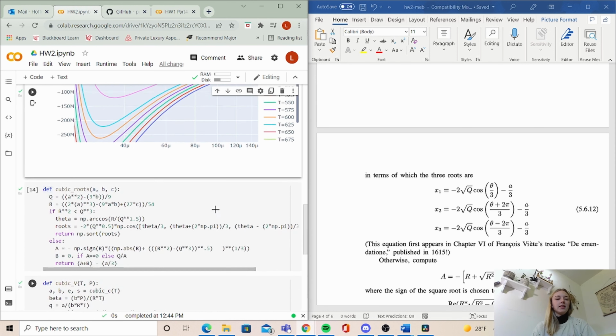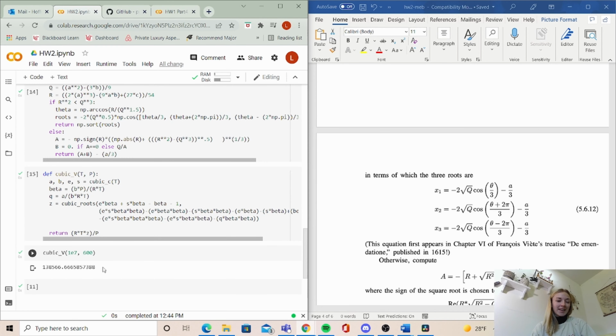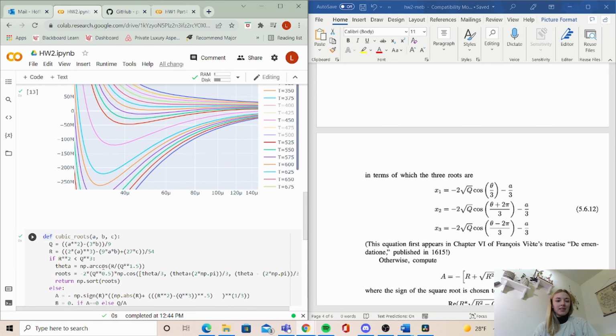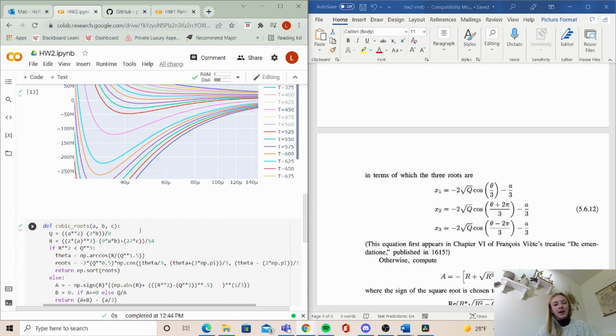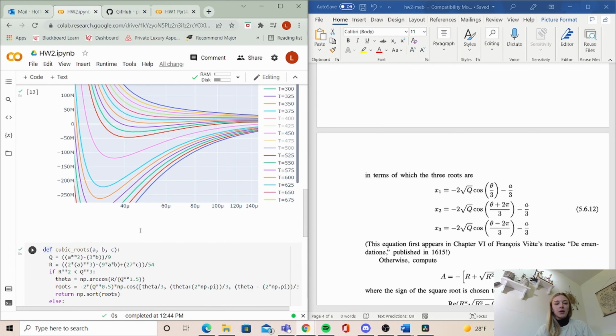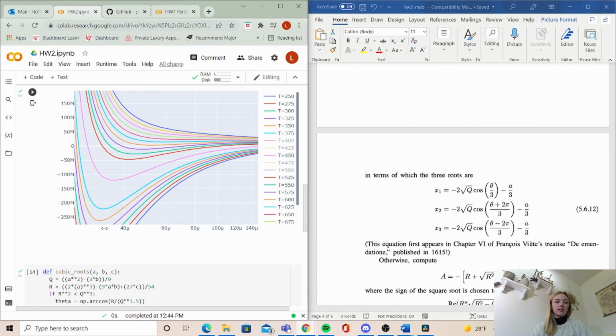So hopefully by doing this, even though I couldn't get the 3 volumes, it can help you understand the Cardano's equation and how we can use that with our cubic polynomial to find those specific volumes for any temperature on a volume pressure chart for water.